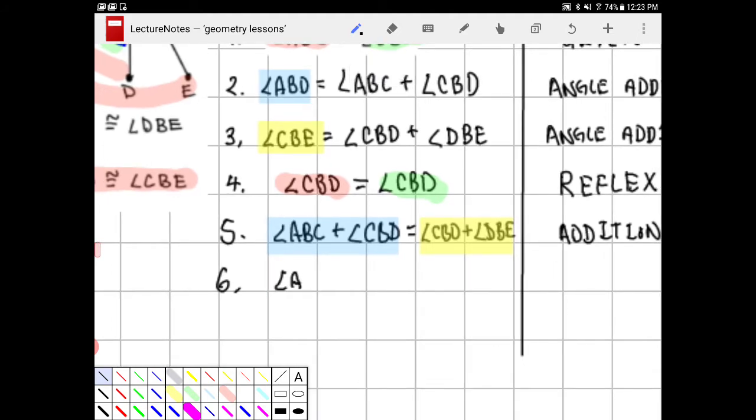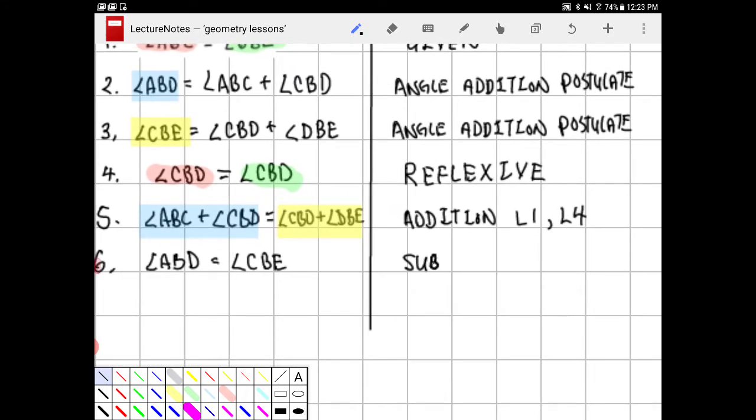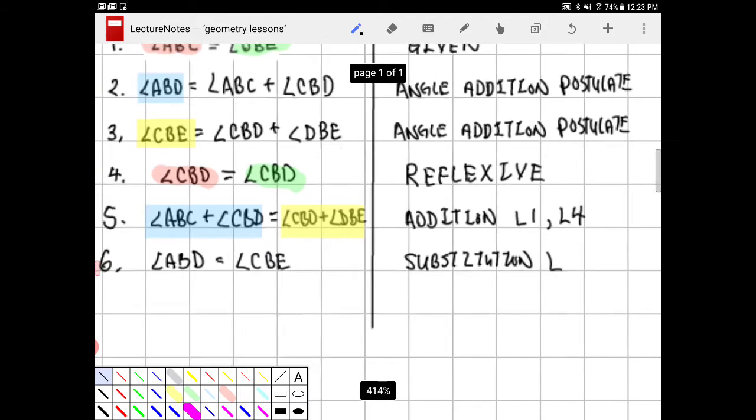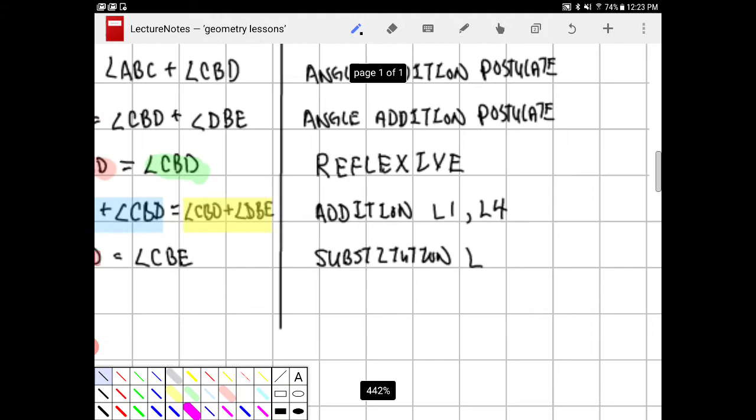Angle ABD will be equivalent to angle CBE. This is true because of substitution. And this is true because of substitution of which lines specifically? I am substituting lines 2 and 3 into line 5.